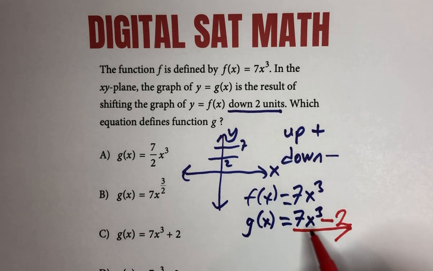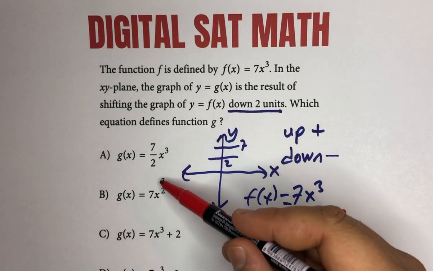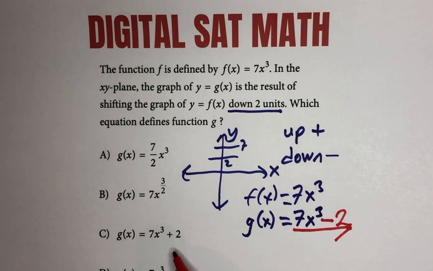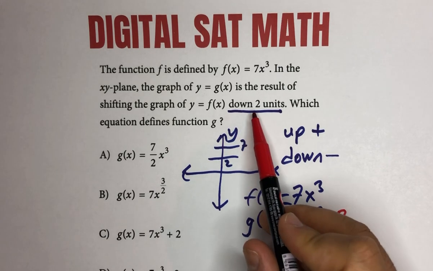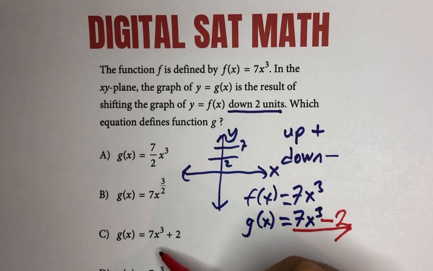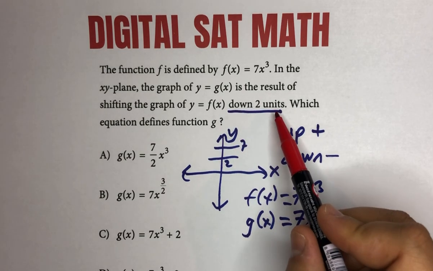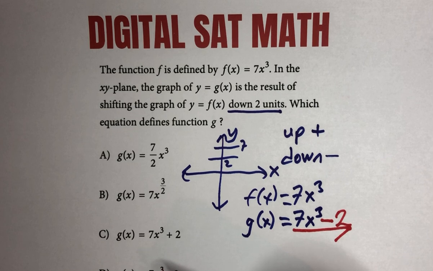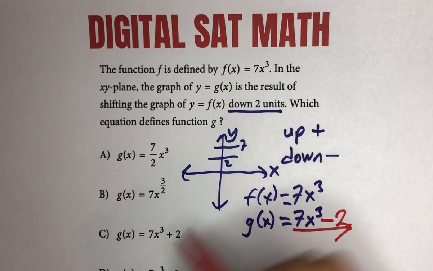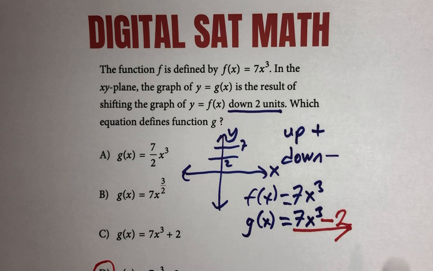7x cubed minus 2. So when you look at the choices, this is 7x cubed plus 2. Choice C is the risky choice in here. If they had said that this was shifted up 2 units, you would select C. But in this case, the answer will be D, because you just shifted down.